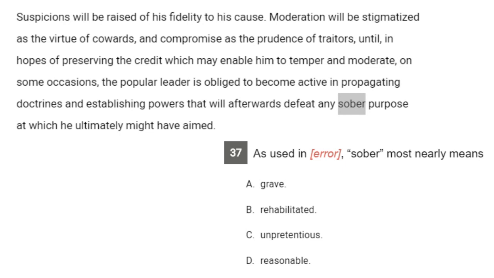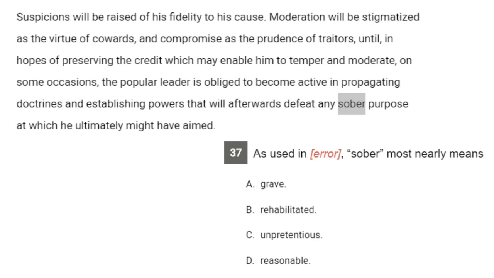Suspicions will be raised of his fidelity to his cause. Moderation will be stigmatized as the virtue of cowards and compromise as the prudence of traitors until, in hopes of preserving the credit which may enable him to temper and moderate on some occasions, the popular leader is obliged to become active in propagating doctrines and establishing powers that will afterwards defeat any sober purpose at which he ultimately might have aimed.